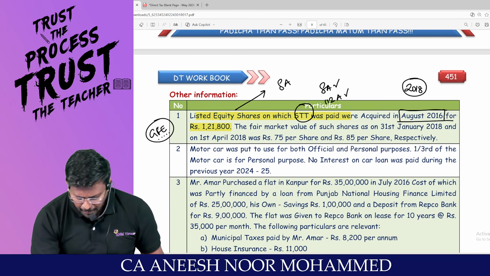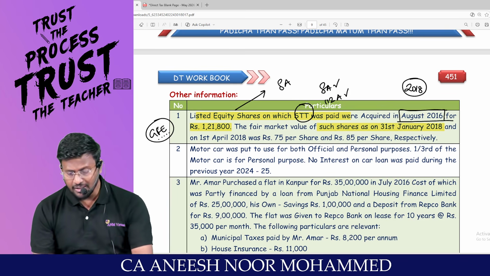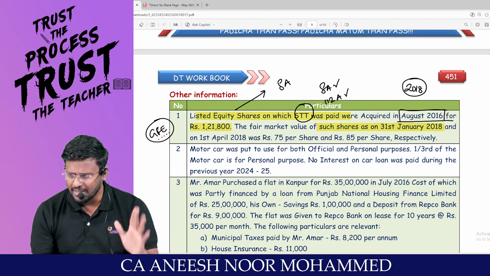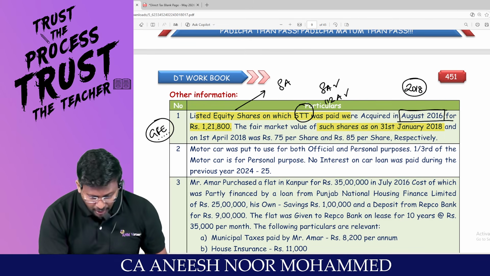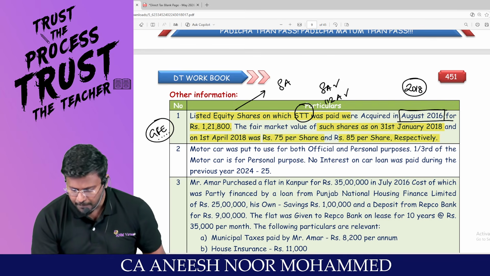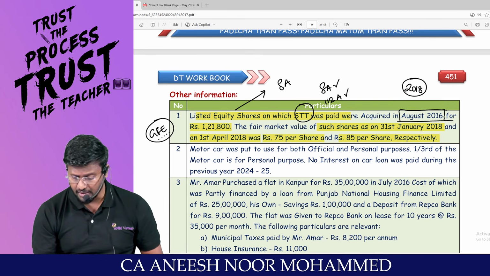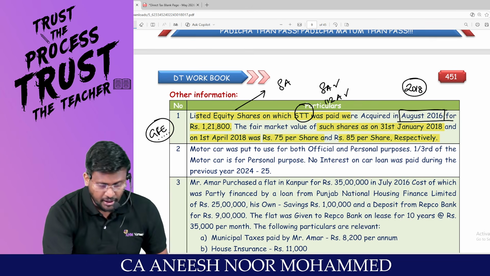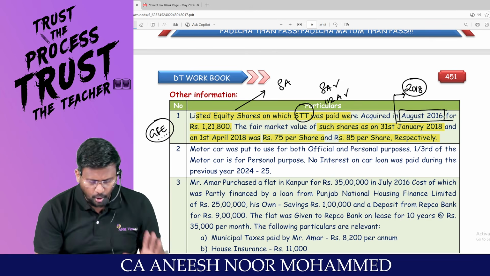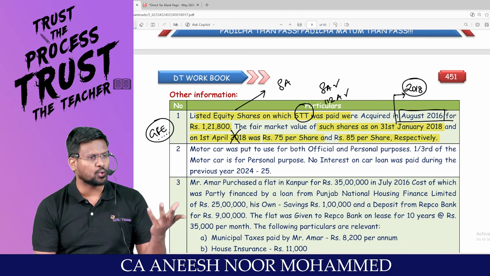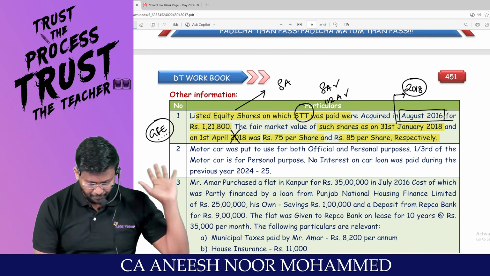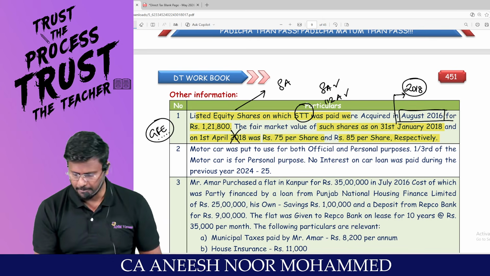The fair market value of such share on 31st January 2018, because I already explained that that is a cutoff date. And on 1st April 2018 was 75 per share and 85 per share respectively. We will be taking only the fair market value as on 31st January 2018. We don't want the fair market value as on 1st April 2018. That is a confusing data given in the question. Put it on debit. Super adjustment from the capital gain.